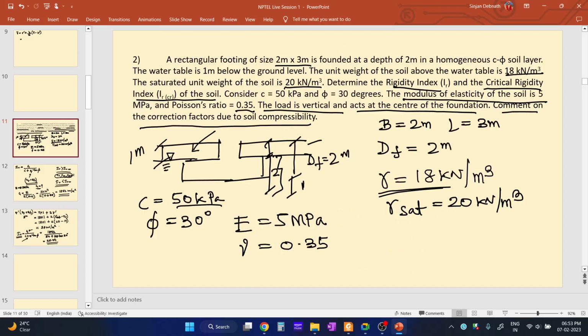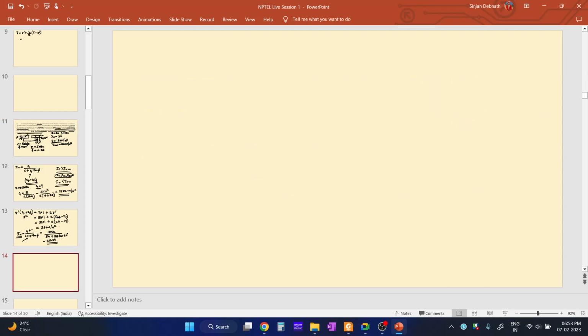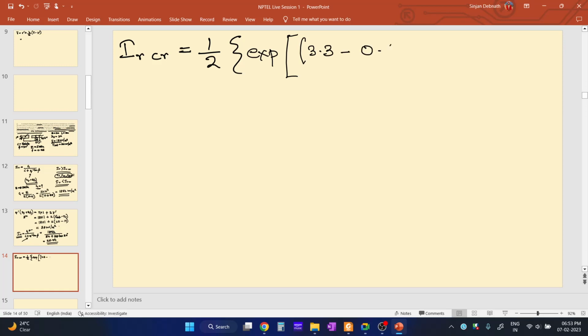Now let's look at the second part. So the critical rigidity index of soil, that is, we need to determine IRCR. So what is IRCR? There is a formula for that. That is half exponent e into 3.3 minus 0.45 B by L cot of 45 degree minus phi by 2. Okay.